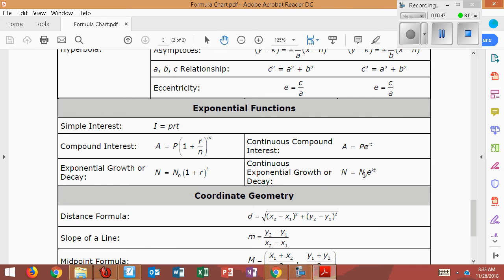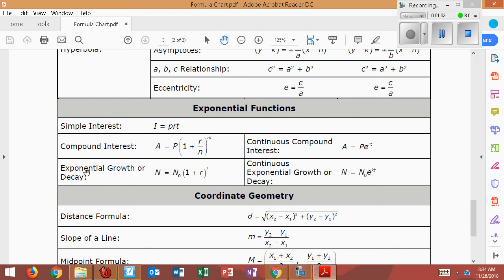N sub 0 just means the initial N value, and this would be the current N value. The same thing here. P means principal or initial value. A would be the final amount. Notice the rest of the equations are exactly the same. R and K represent the rate. T is time. So these formulas are the same.